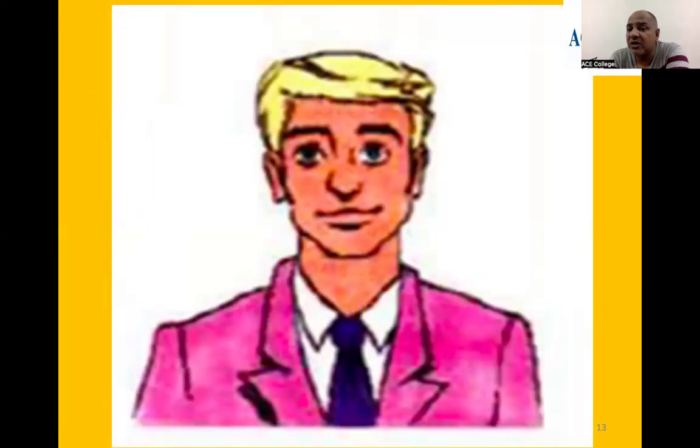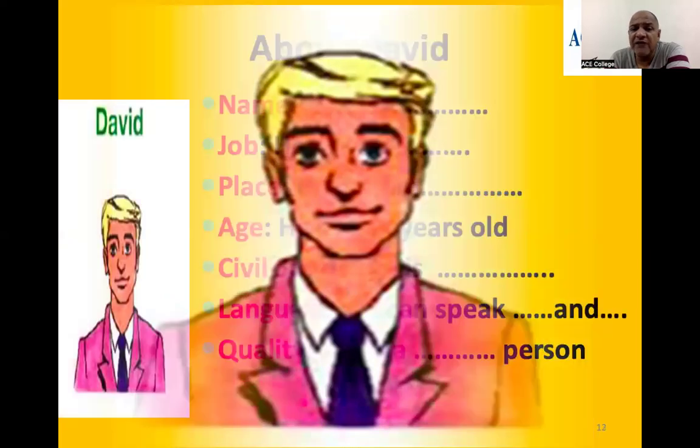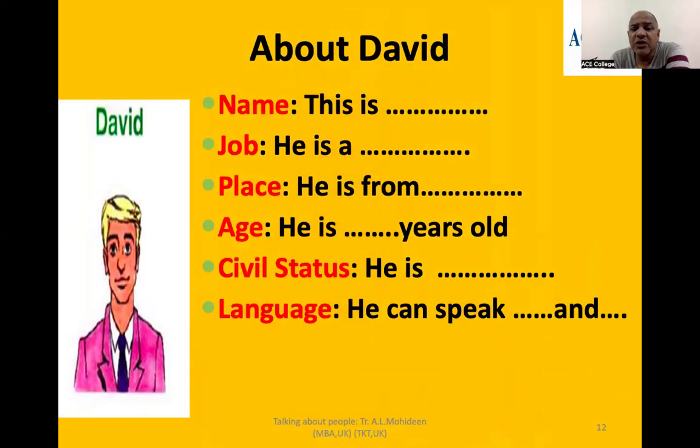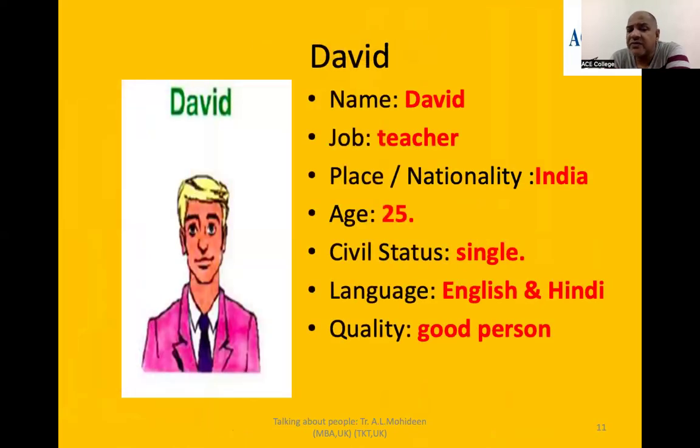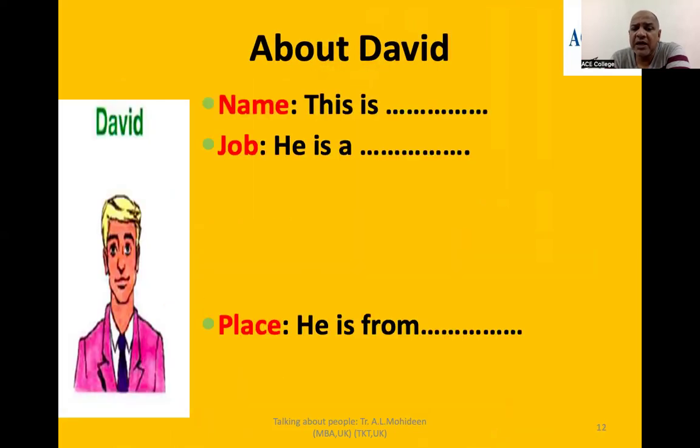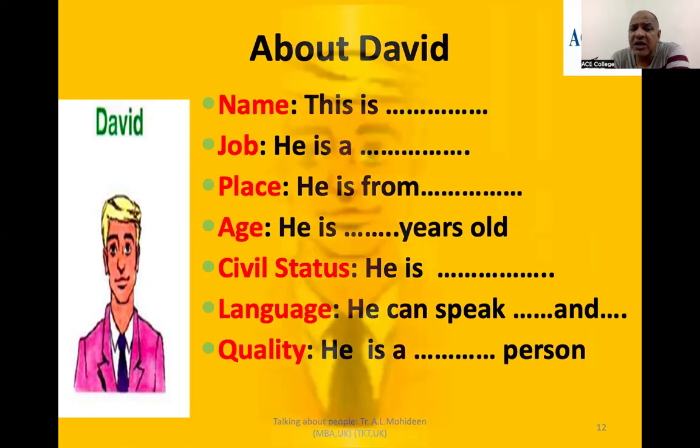So now you know the information. You have to keep the information in your mind, and then you start talking about this guy. So you have to remember the information. What information? You have to remember the first name, David, teacher, Indian. How old is he? You have to check the years. Now he's 25, single, English and Hindi, good person. So you have to remember this information, and then you talk about it.